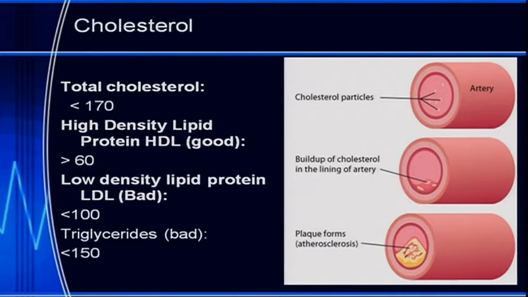Next we have cholesterol. Total cholesterol amount, you want less than 70. HDL, which is your good cholesterol, you want more than 60. Not too much, but just right. LDL, which is your bad cholesterol, you want under 100. And your triglycerides, you want less than 50.